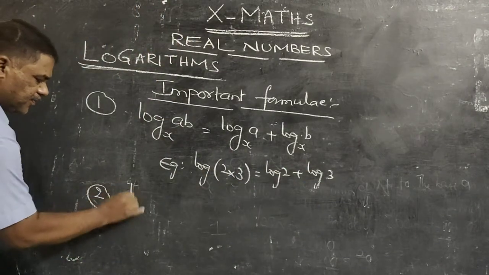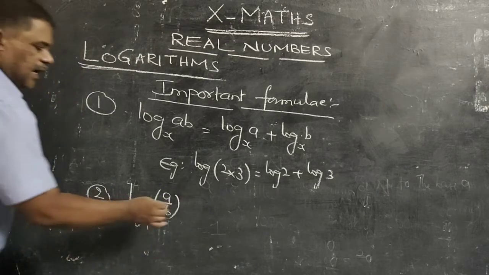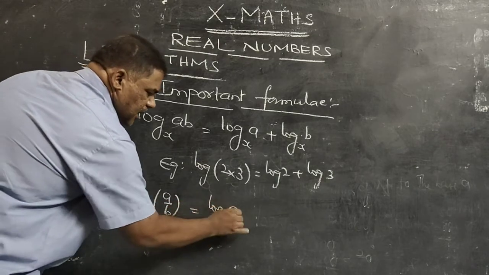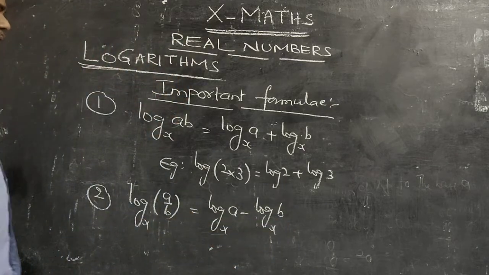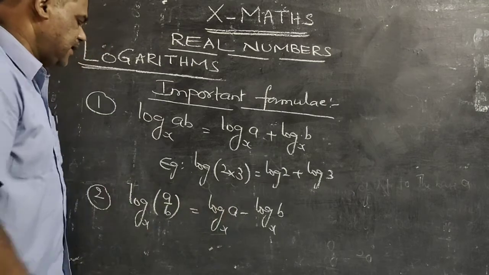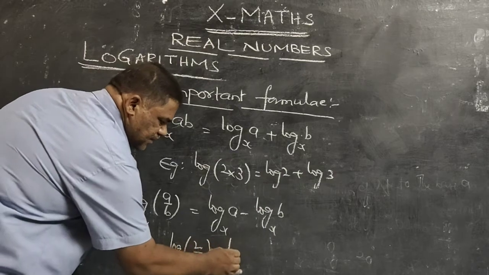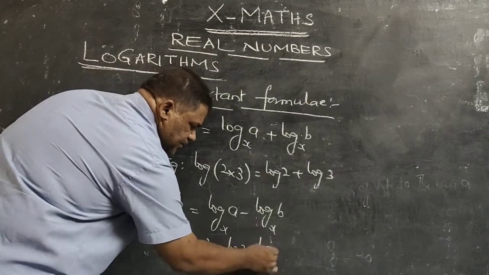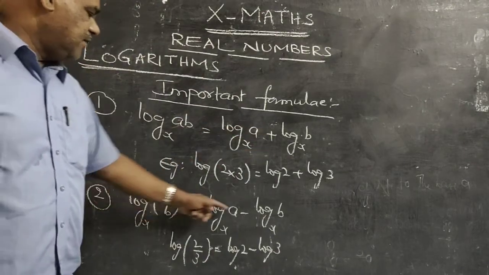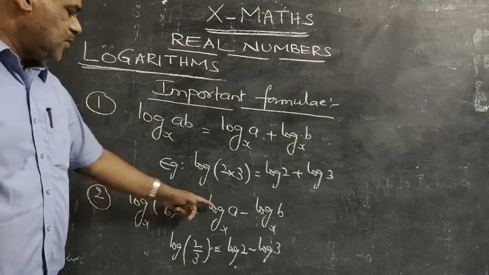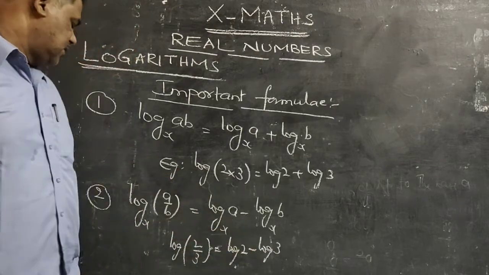Now the second one, log A by B, base is x. Log A by B is equal to, the formula is log A minus log B. For example, log 2 by 3, we should write it as log 2 minus log 3. If into is there, it will become plus. If division is there, it will become minus. So log A by B is equal to log A minus log B. So log 2 by 3 is equal to log 2 minus log 3.